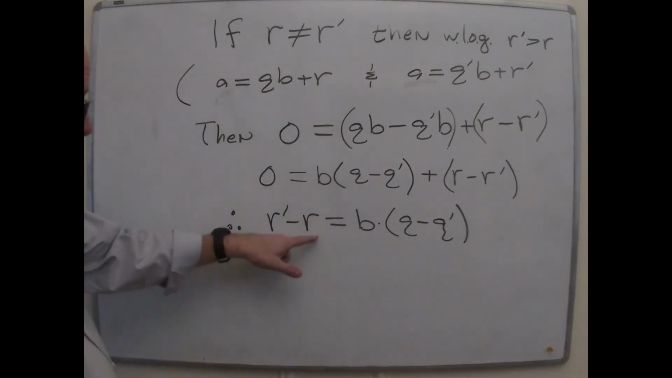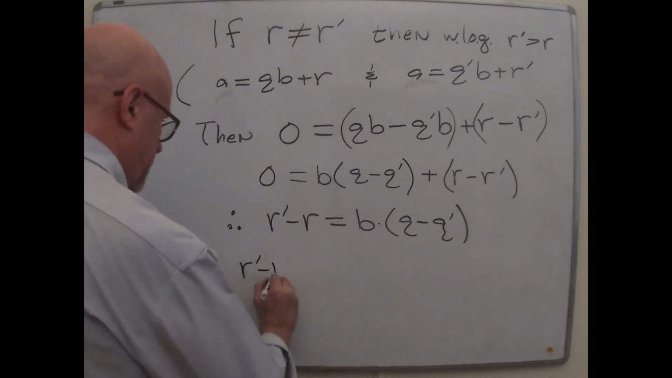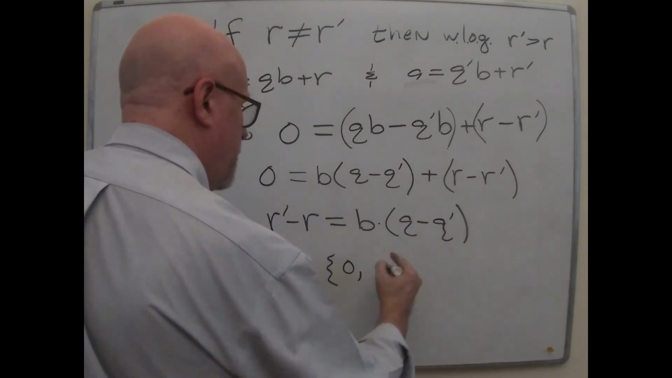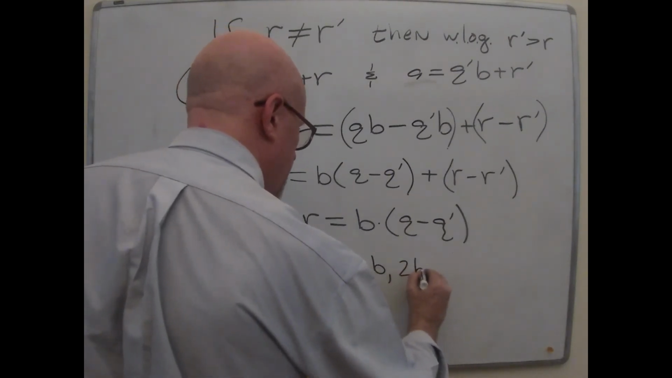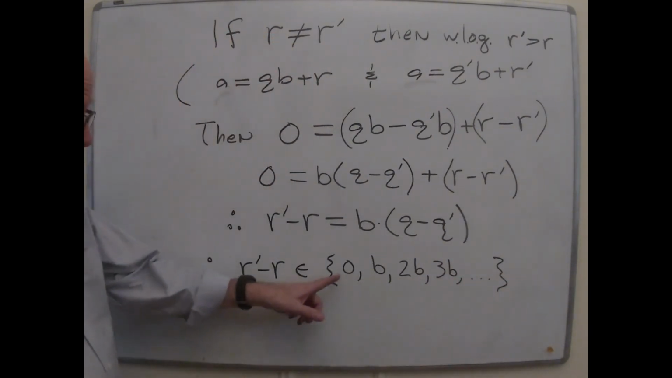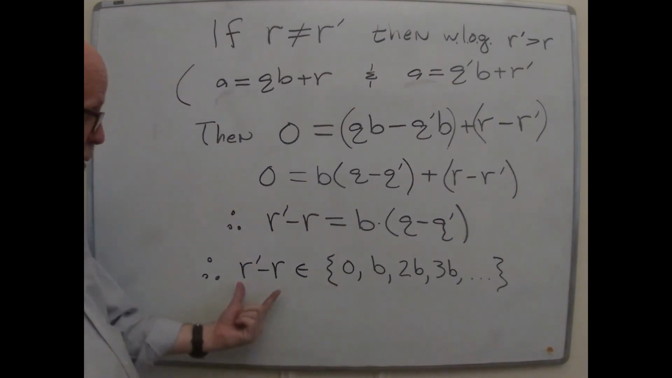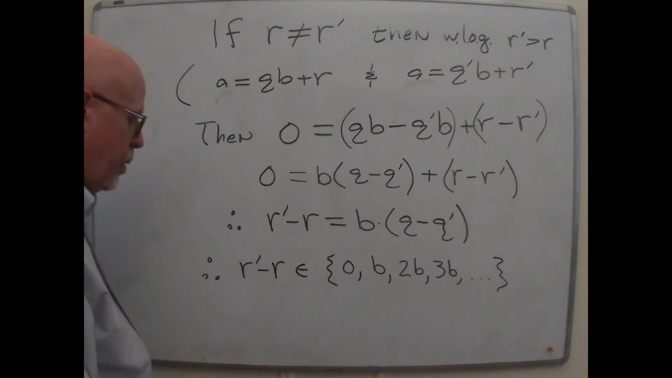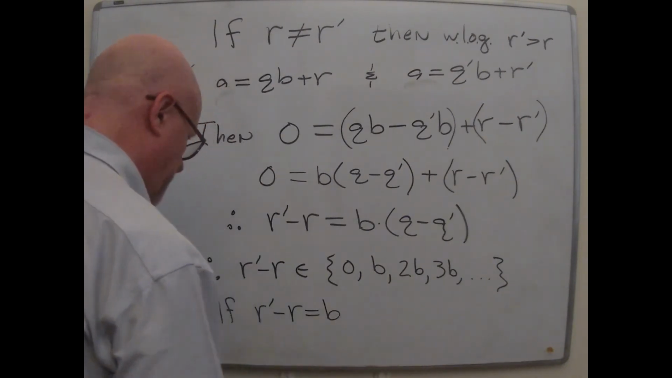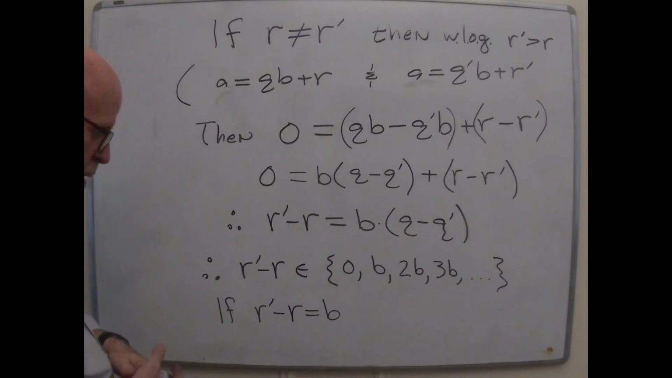Cool? Well, that just means that this little difference, r prime minus r, is a multiple of b. It could be 0, but it's a positive multiple of b, isn't it? Could it be b itself? Could it be b or larger? Because in fact, what I think is the case is it has to be 0, which is that these two things are actually equal to each other. So if r prime minus r is equal to b, well, we've got a serious contradiction, because r prime and r are both in the range between 0 and b.